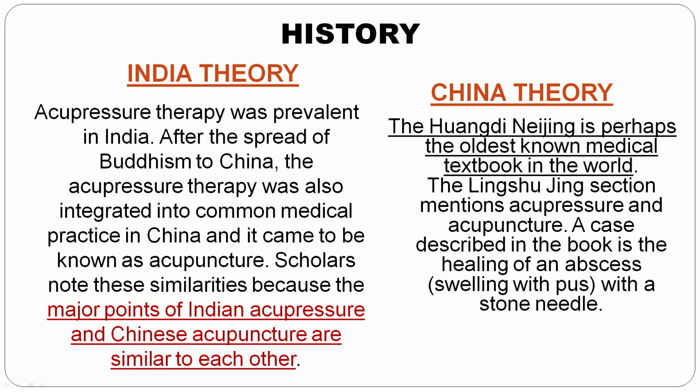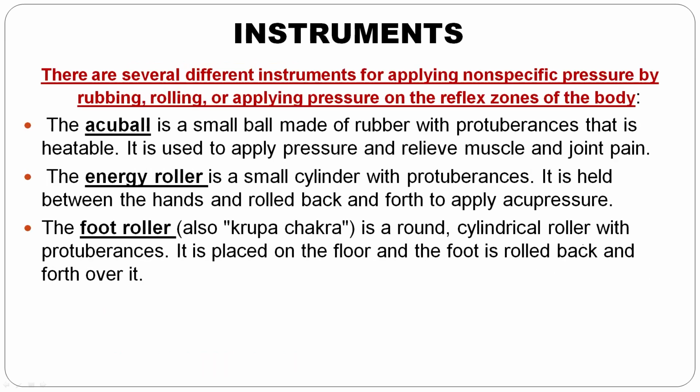China theory says the Huangdi Neijing is perhaps the oldest known medical textbook in the world. The Lingshu Jing section mentions acupressure and acupuncture. A case described in the book is the healing of an abscess with a stone needle.